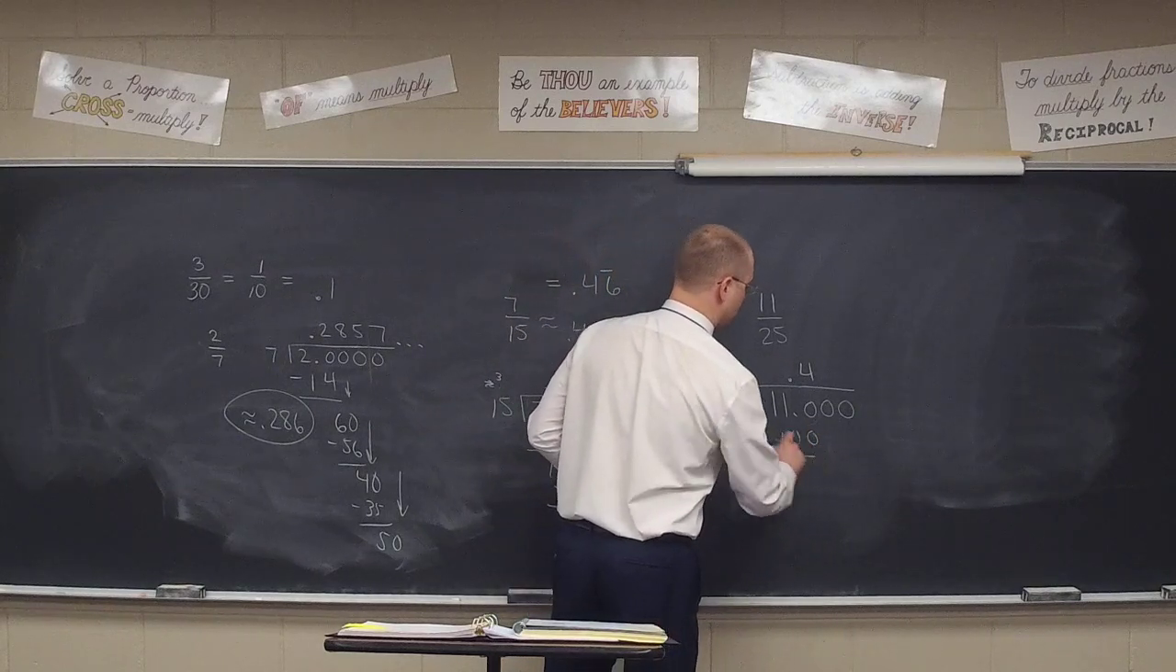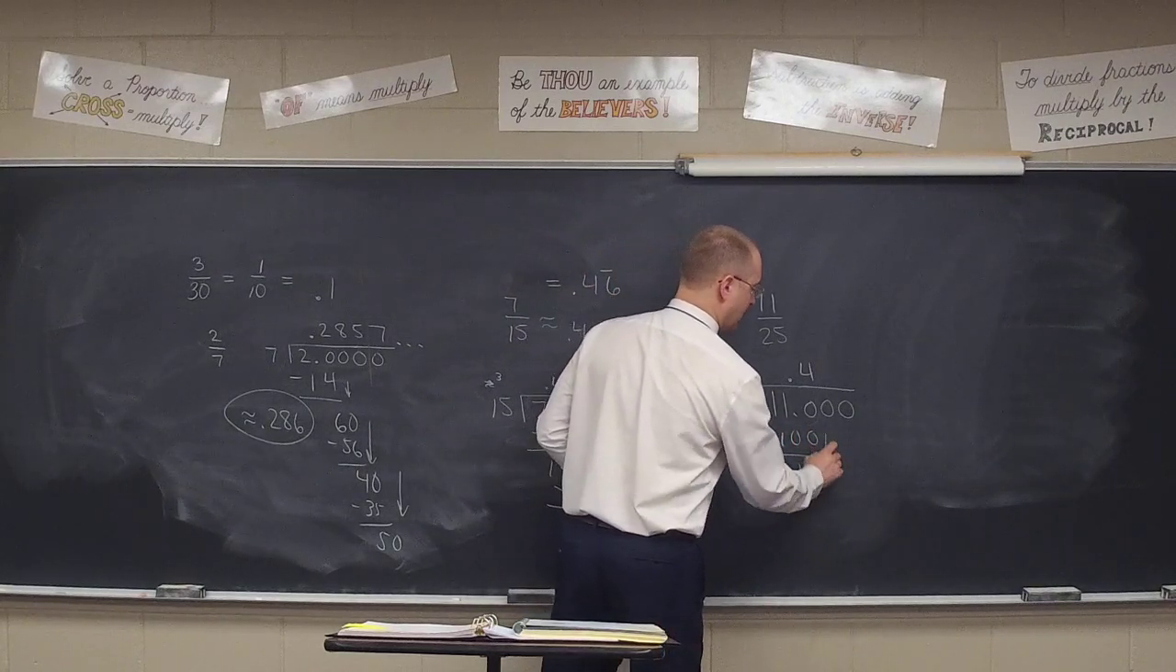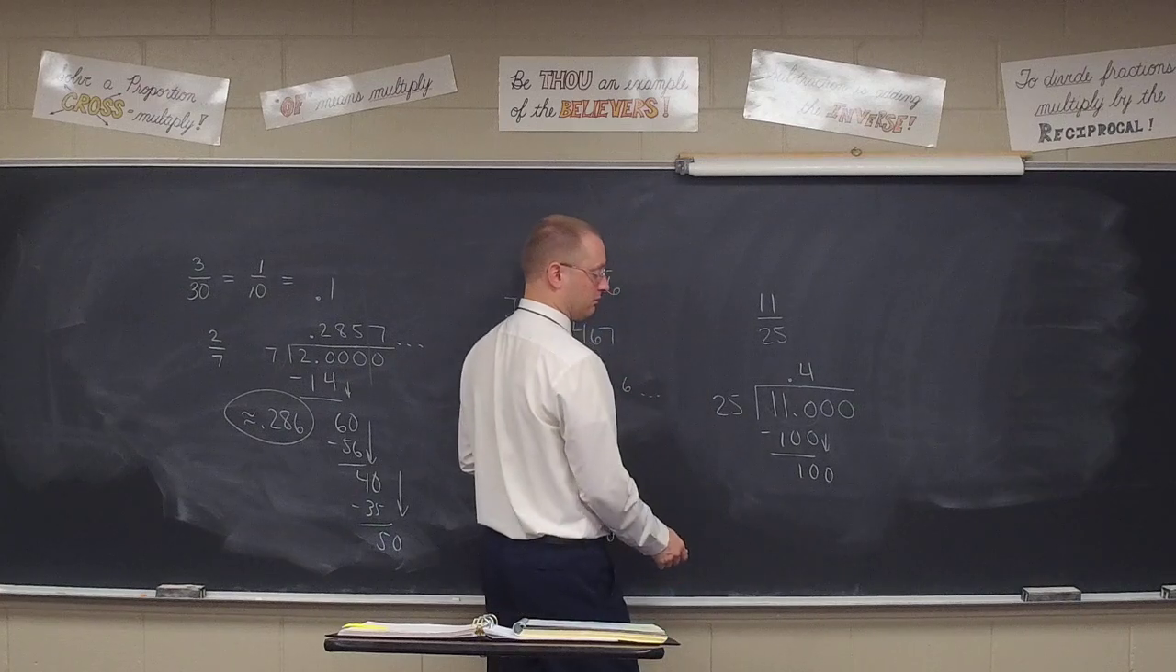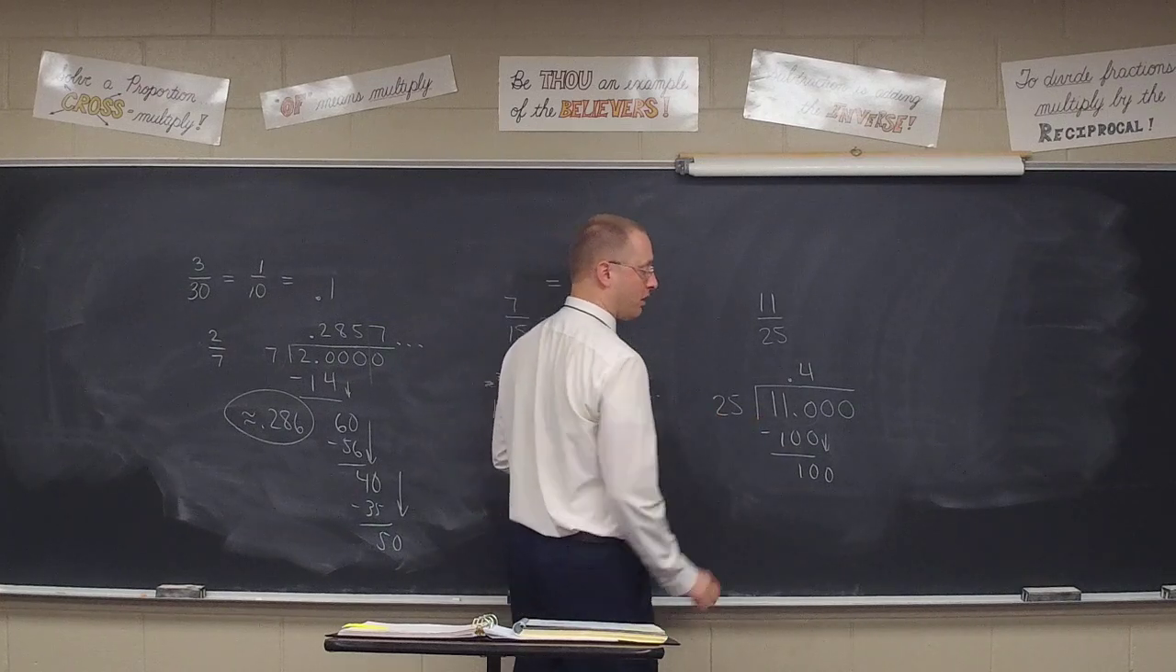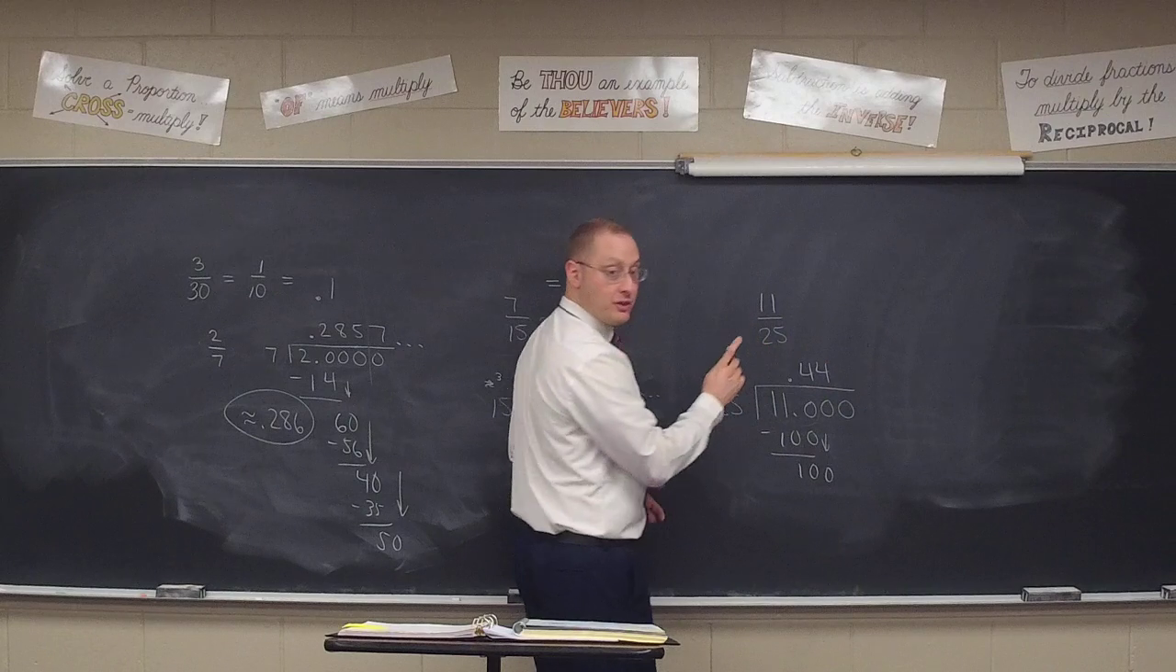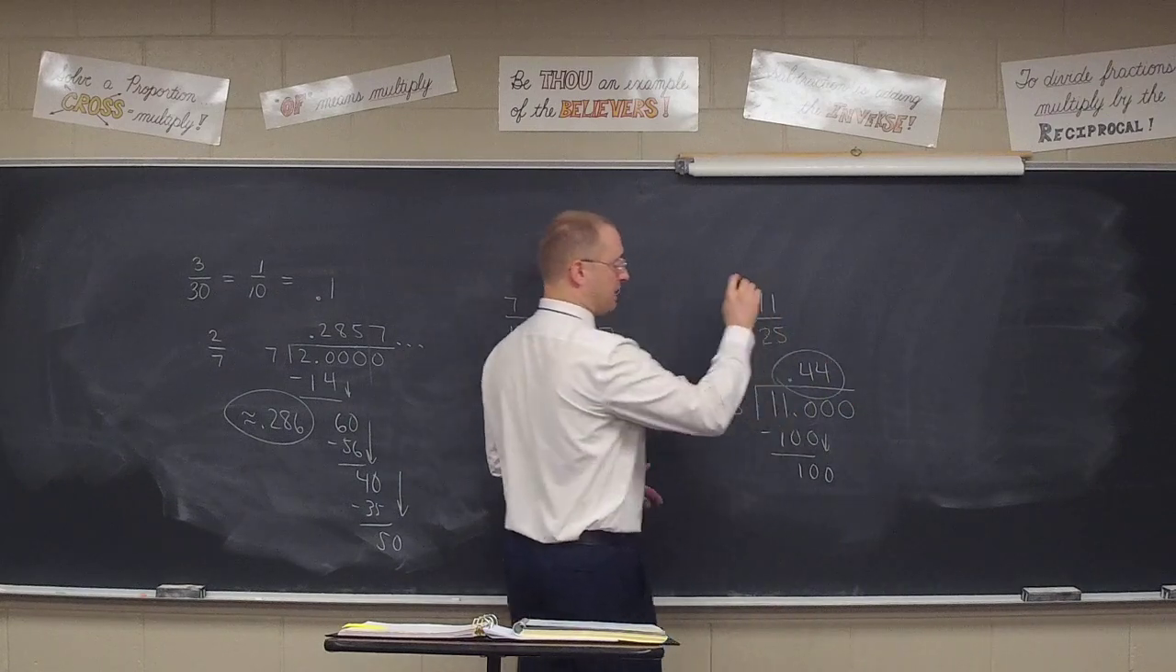And so if we subtract, we get 10. We bring down a 0, we get 100. And how many times 25 go into 100? 4 times. Evenly, right? There's not going to be anything left. Boom. There's my answer, and we're done.